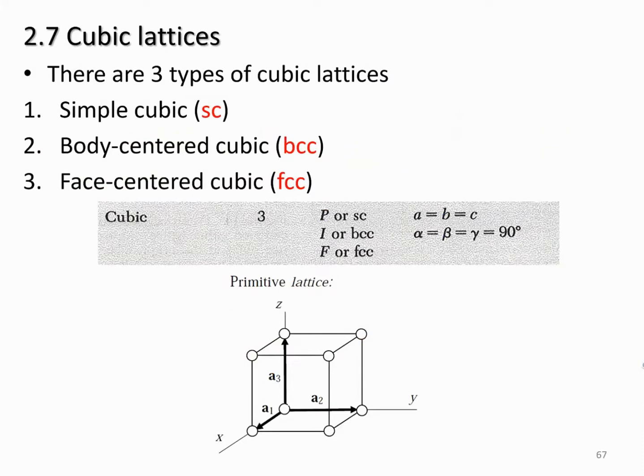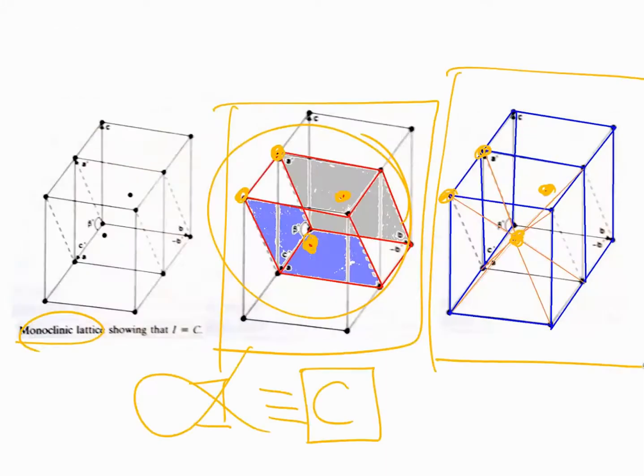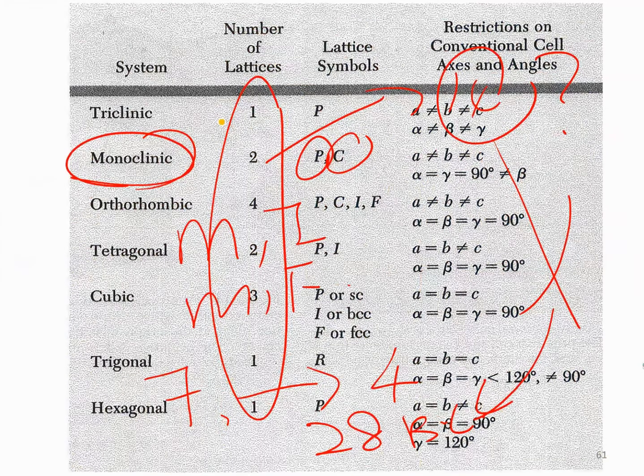So out of 7 crystal systems, we will only emphasize the cubic. The 7 crystal systems are triclinic, monoclinic, orthorhombic, tetragonal, cubic, trigonal, and hexagonal. But in this solid state physics course, we will only emphasize cubic. Why cubic? Because cubic has the simplest parameters: all angles 90 degrees, and all sides the same length. We just want to make everything easier so that you can understand more. So we want to give you the simplest case, which is the cubic.